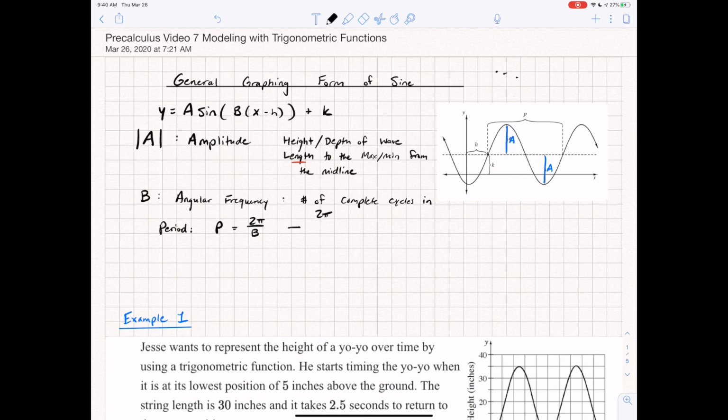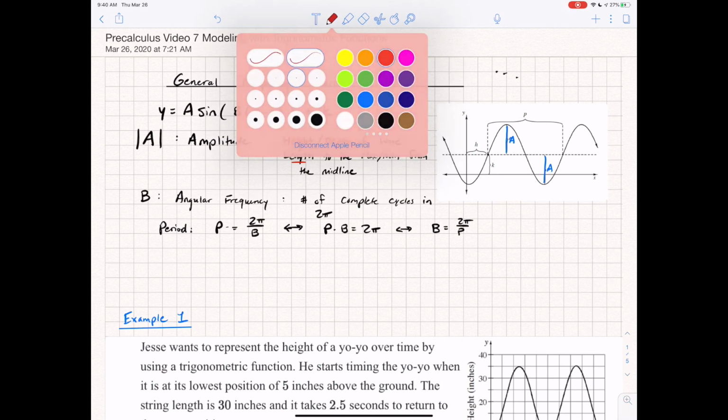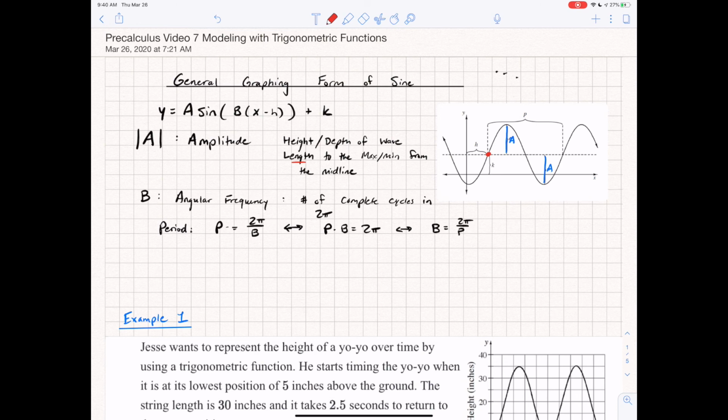This establishes another essential relationship where P times B is always equal to 2 pi. Notice that's just cross multiplying the B over. And this yields another helpful formula where frequency B is always 2 pi divided by P, your period. Now, graphically speaking, we can see the period marked off here. It is the length of one complete cycle. So how long in terms of x values or time does it take for the graph to go up to its max, down to its min, and back to the middle?